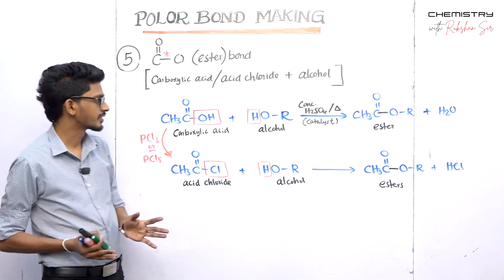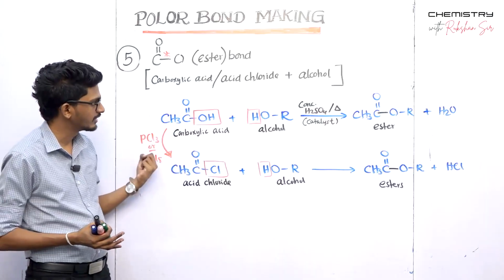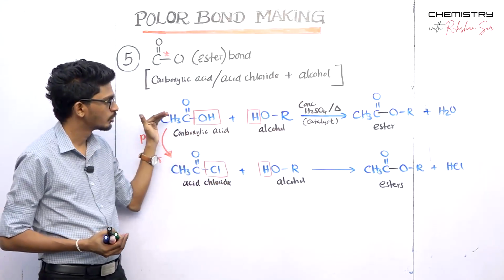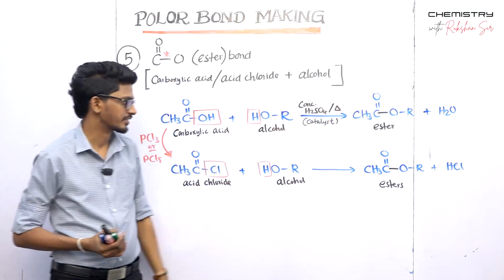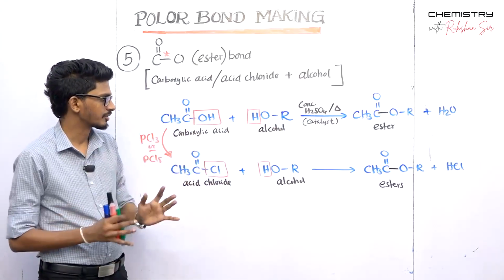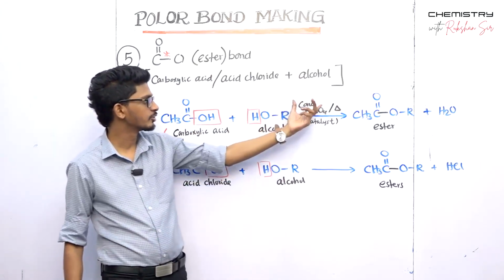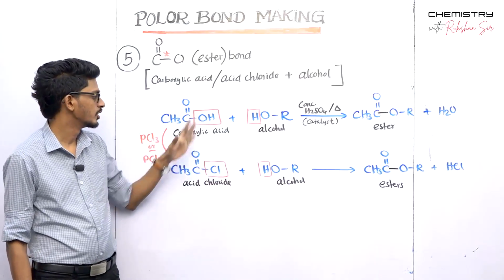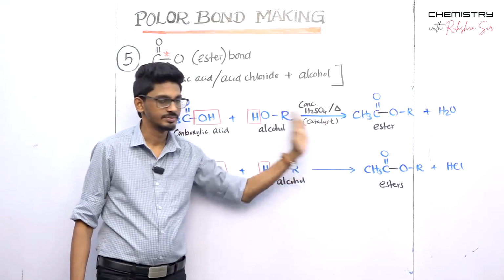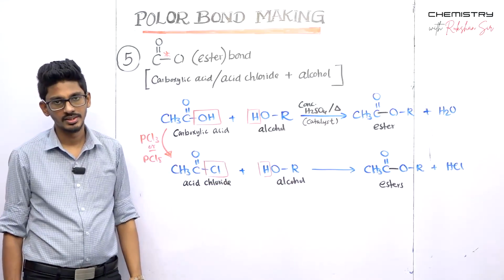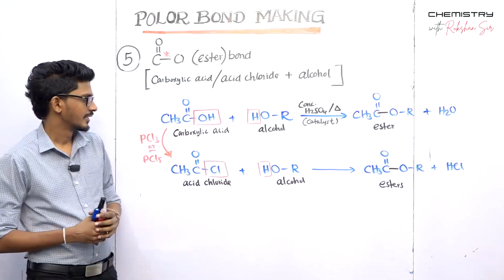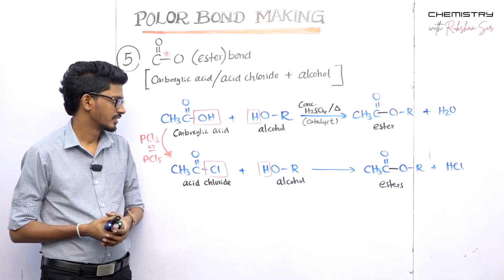So in your reagent box, if the PCl5 is not given and the conc sulfuric is given, then you need to go through this pathway of producing ester. And in your reagent box, if the conc sulfuric is not given and the PCl5 is given, then you need to go to the second pathway, right? That is how we are supposed to come up with the correct pathway of producing the esters.